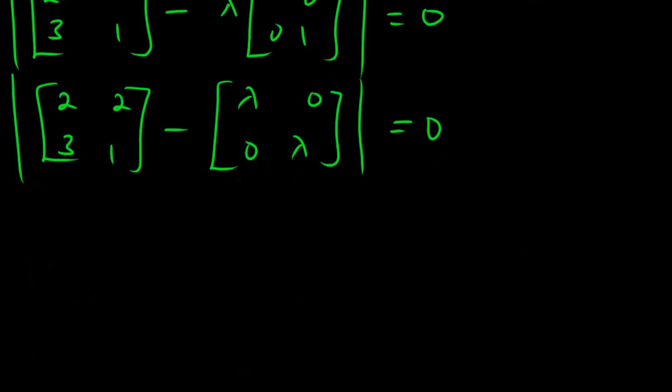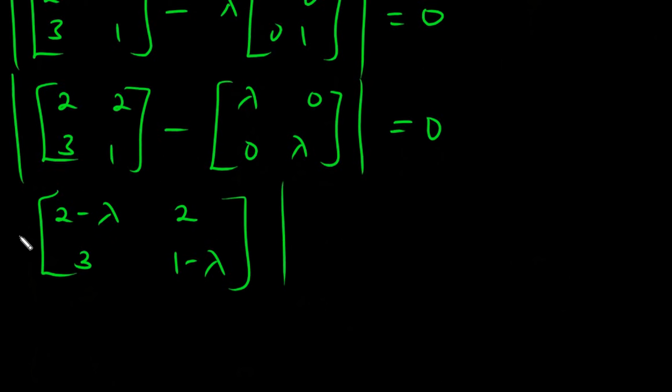Okay, so let's subtract this. 2 minus lambda is 2 minus lambda. It will remain that way, and then 2 minus 0 is 2, and 3 minus 0 is 3, and 1 minus lambda, we're going to write it that way. And then we now find the determinant of this matrix, and we should get 0.